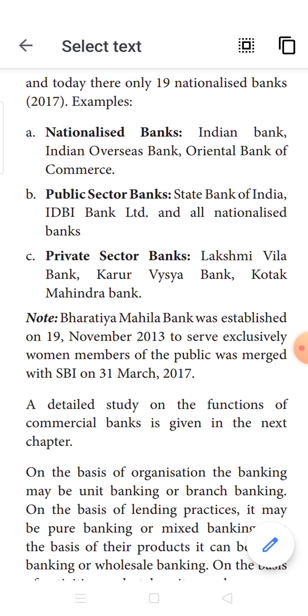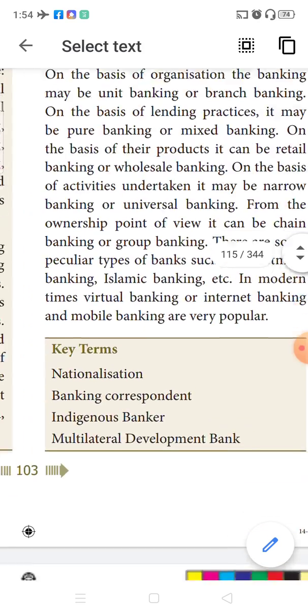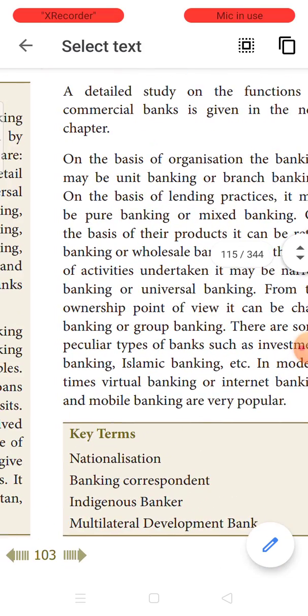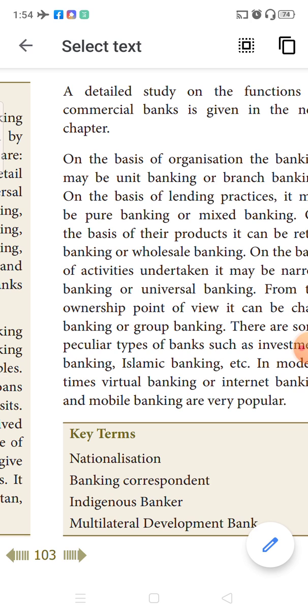Next is private sector banks. In private sector banks, the share capital is owned by private individuals. Examples: Lakshmi Vilas Bank, Karur Vysya Bank, Kotak Mahindra Bank, where the government does not interfere, but they have to follow the norms given under section 22 of the RBI Regulations Act. That is all, children. Now with this, we are coming to the close of the lesson. Almost we have covered the topics under this lesson: the different types of banks, and how the banks are classified on the basis of functions, on the basis of status, and on the basis of the ownership pattern.